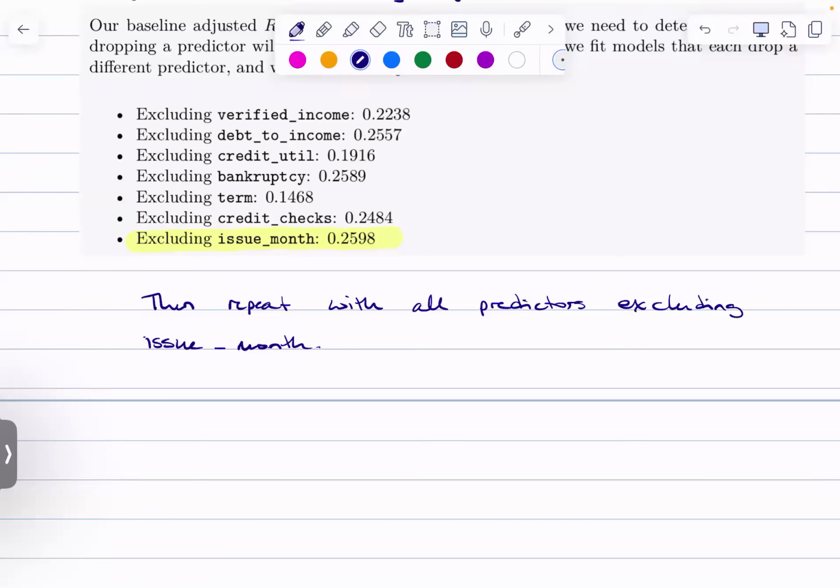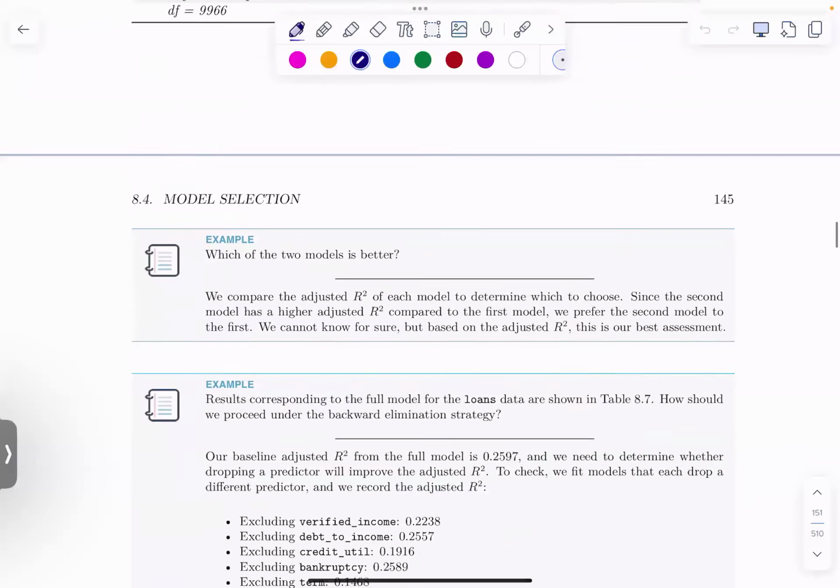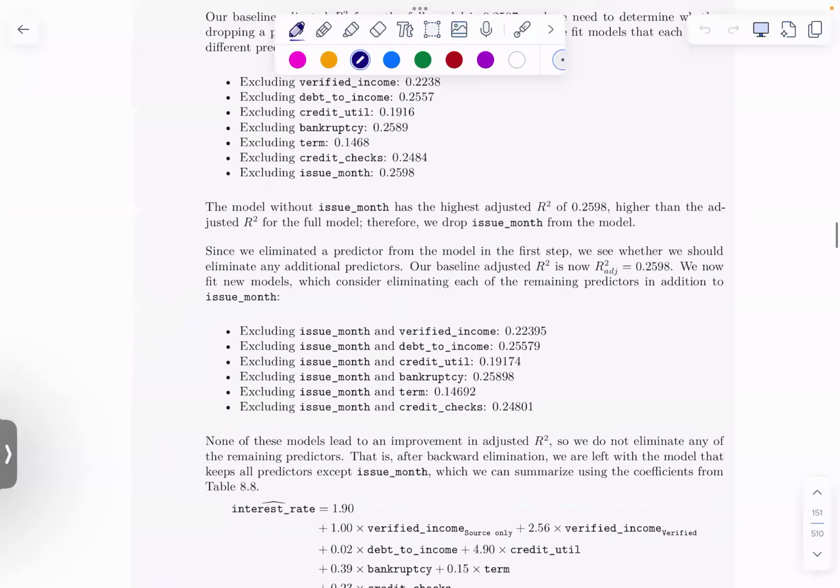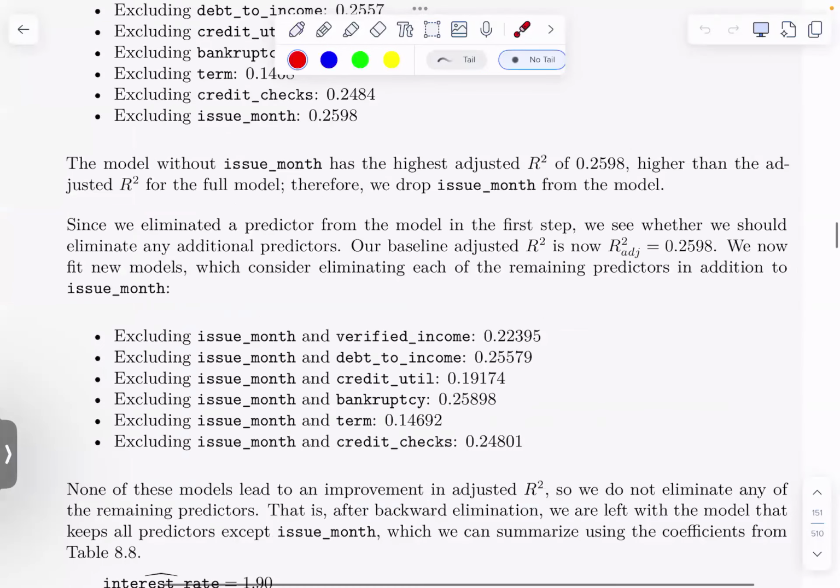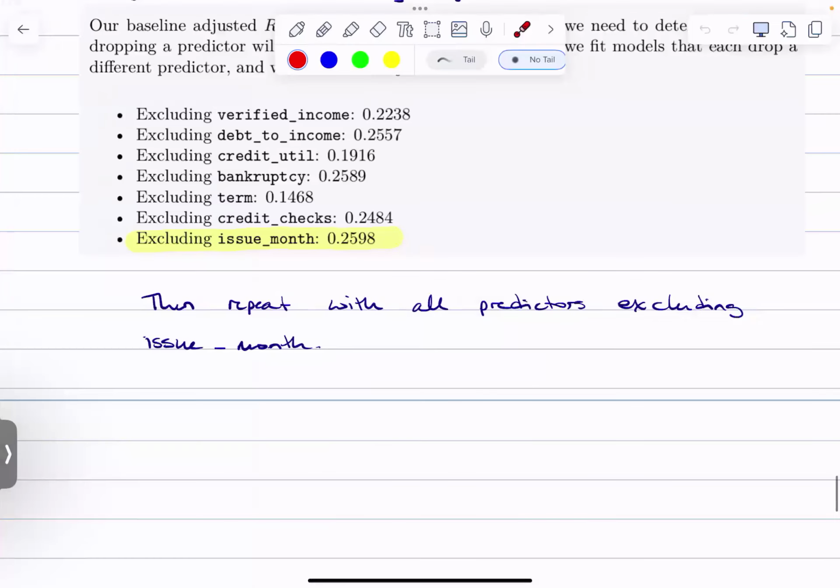Memory serves, it doesn't get any better than that. And so you can look at the output, but let's see here. So now our goalpost adjusted R squared is 0.2598. And if we cruise through, close, but not better, right? And so none of these are better, and that means that's the end of the road. So now we have our best model. That's from forward selection. Nope, backward selection.